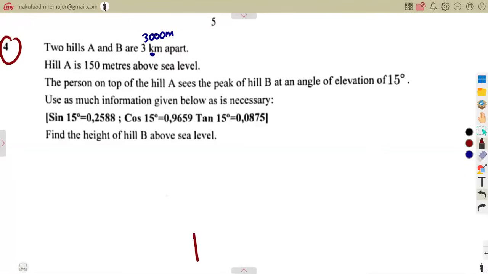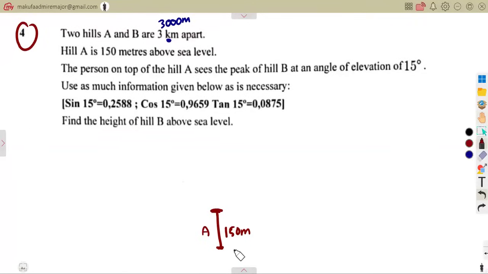Let's say this is where our A is, above the sea level. So A is 150 meters above the sea level. But you're given that these two hills, A and B, are 3,000 meters apart, which is 3 kilometers. So as you are moving to B, we do not know what's going to happen at B, but the distance in between these two hills is the 3 kilometers that you are given, which is the 3,000 meters.